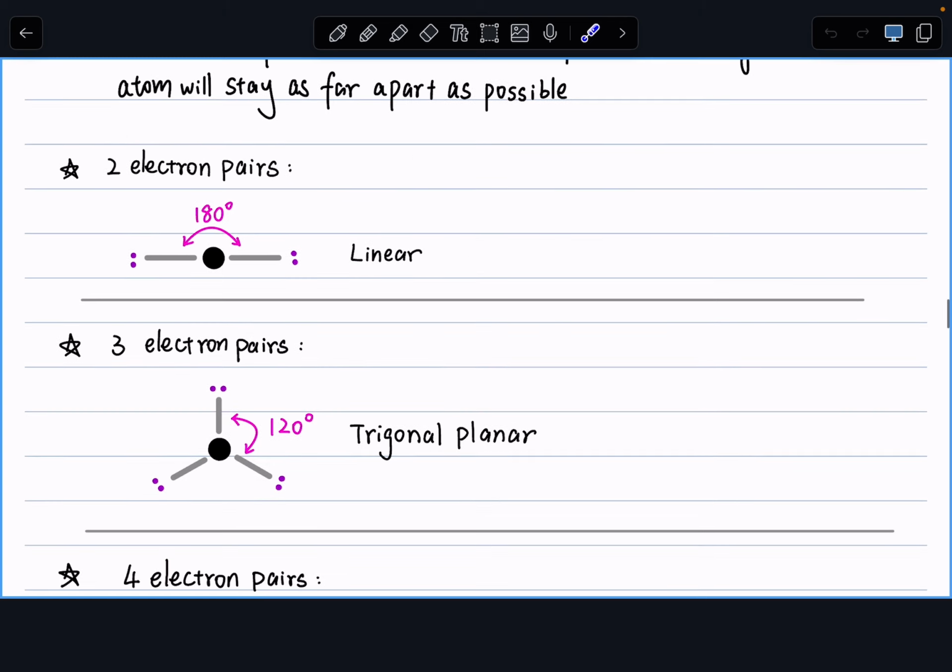For example, if we have 2 electron pairs, they will stay as far away from each other as possible, making a linear geometry. All right, so the electron pairs want to be as far away from each other as possible. Some examples of these linear molecules we will see later on include carbon dioxide, or we can have acetylene.